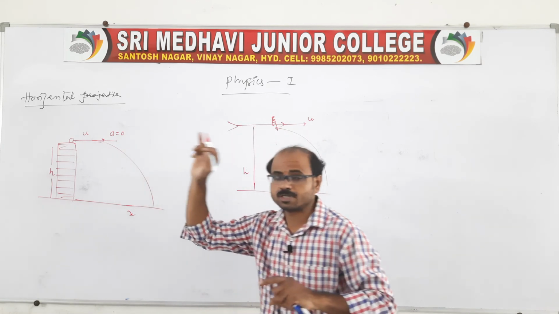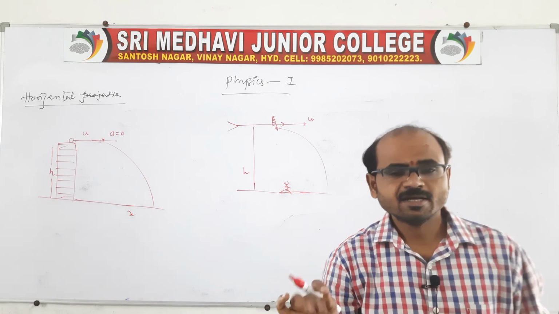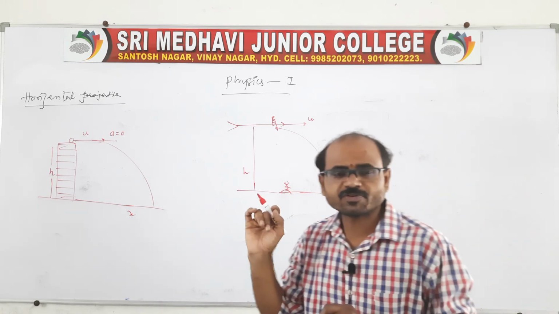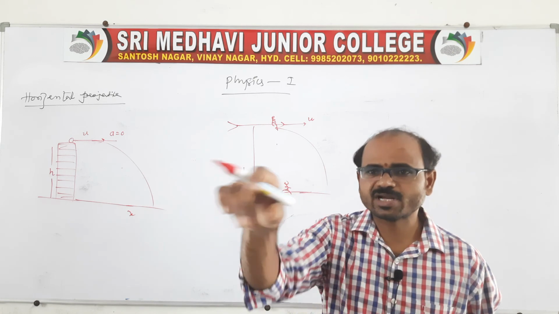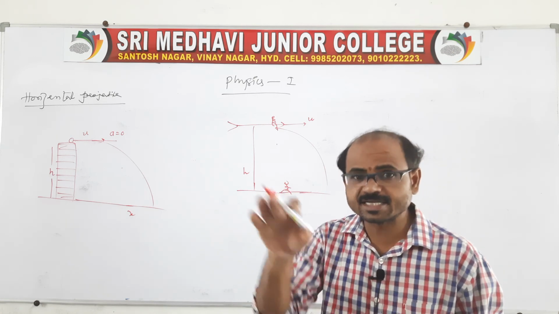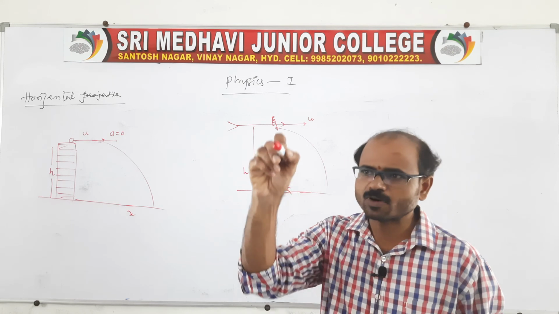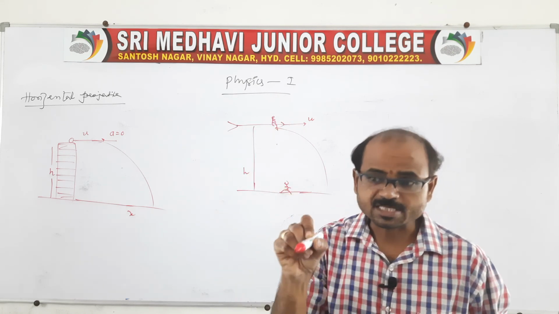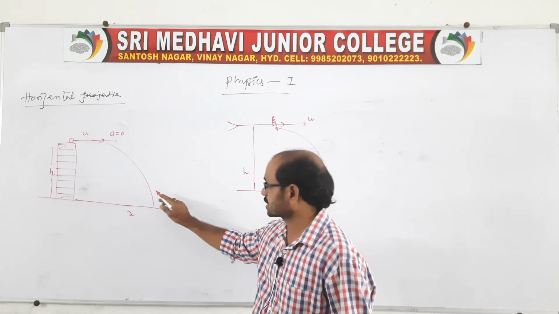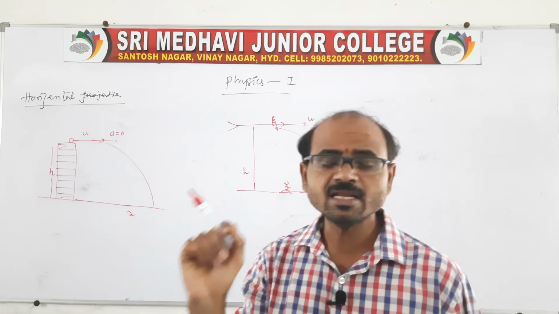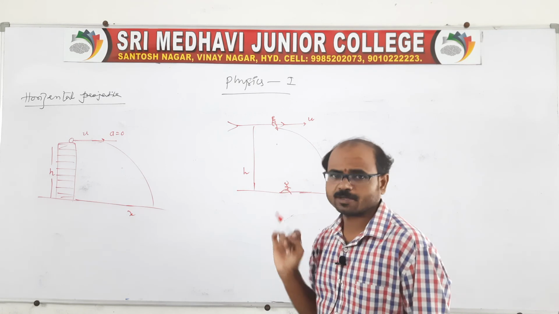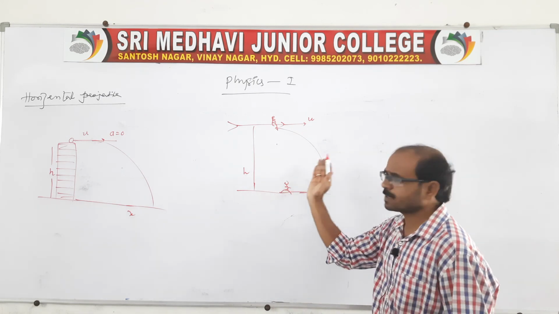Look here, the horizontal projectile will be like this. When a body is projected from the top of a tower of height h, the body travels along a straight line with constant velocity for a certain distance. After that, the body falls freely like this. This path we call a horizontal projectile. The path of the projectile in the case of a horizontal projectile is a parabola. In this situation also, a parabola.